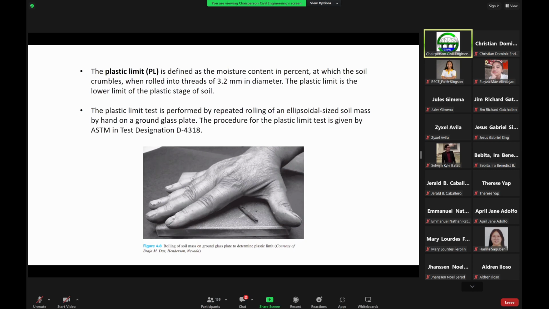So for all laboratory tests in geotechnical engineering practice, at least in the Philippines, we follow the ASTM standards. And we are very strict with that, especially if you're working in an ISO accredited company. ISO is the International Organization for Standardization.